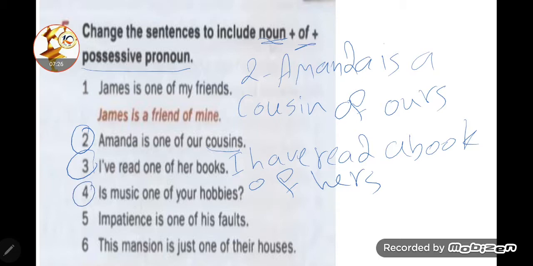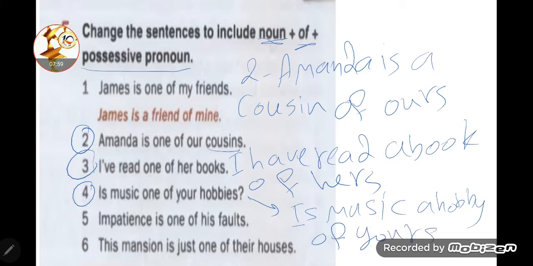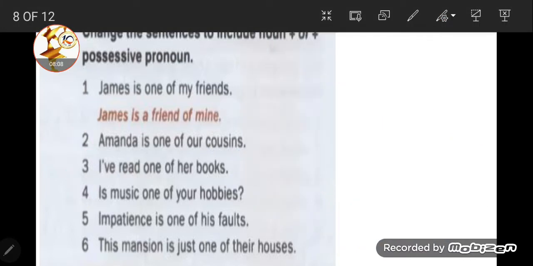Okay, let's come to number 4. Is music one of your hobbies? Here it becomes: is music. Okay. Now we have the noun hobbies. What should it become? A hobby of yours. So let's write it here: is music a hobby of what? Your becomes yours, with a question mark. So number 4 becomes: is music a hobby of yours. Okay, let's continue.